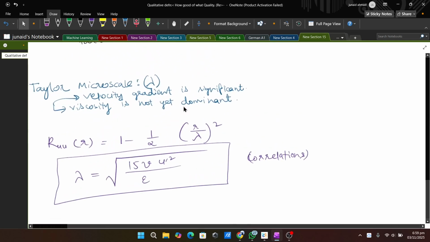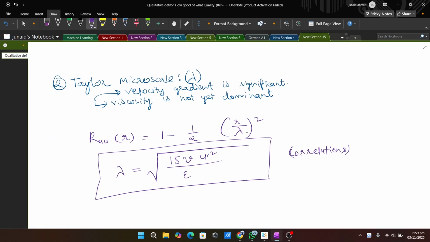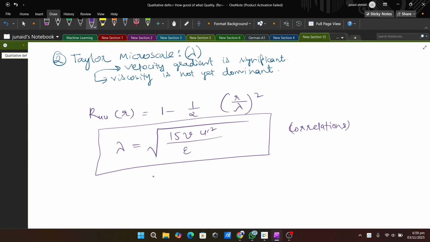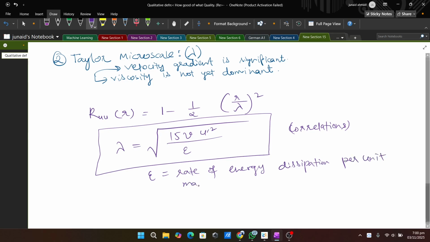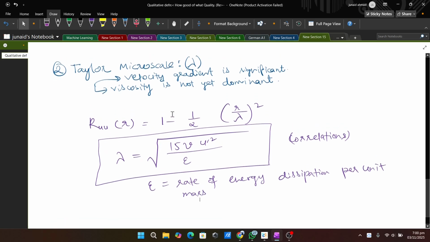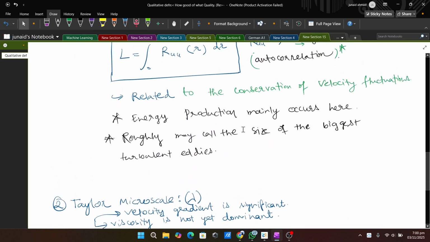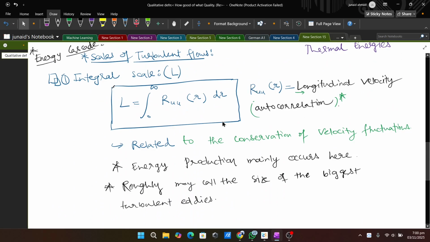And what is this epsilon here? We are also going to talk about that. This epsilon is the rate of energy dissipation per unit mass. And this R_uu(r) is the thing that I have already defined here.